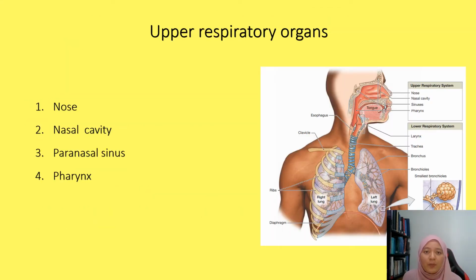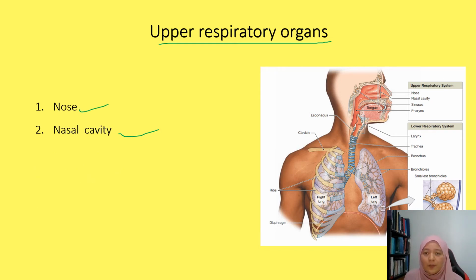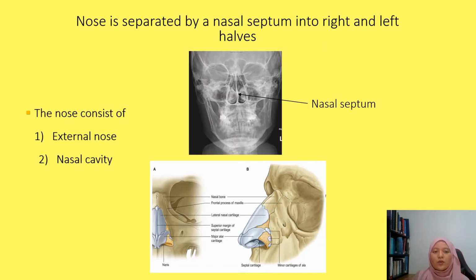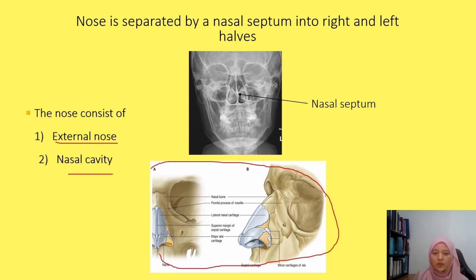So moving on to the upper respiratory organs. We're going to talk about the nose, the nasal cavity, the paranasal sinus, and the pharynx. The nose basically consists of the external nose and the nasal cavity. So this is your external nose. It is formed by the bones, the cartilage, and the soft tissue. The external nose has the orifice that's separated by a nasal septum, and this nasal septum is also present in the nasal cavity, separating the nasal cavity into the left half and the right half.